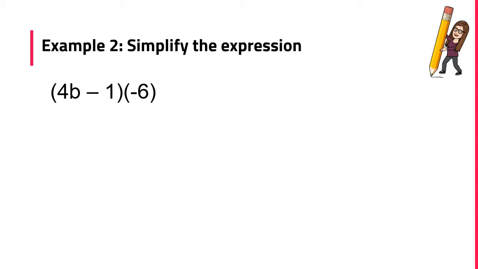Let's take a look at example 2. Now this value is on the right side. We still want to follow the same steps. We've got some signs we need to watch out for. Look at that subtraction and the negative. So first of all, I have negative 6 times 4b. And then I also have negative 6 times negative 1. See how I have those two negatives there? So let's work on the first step.